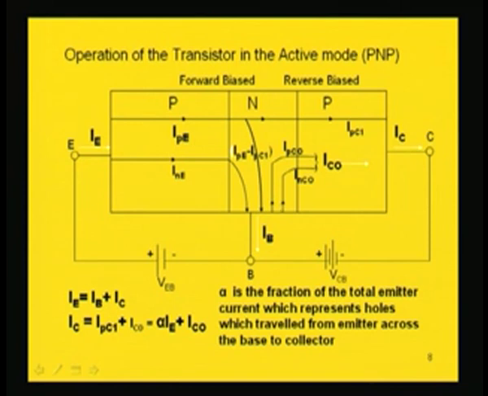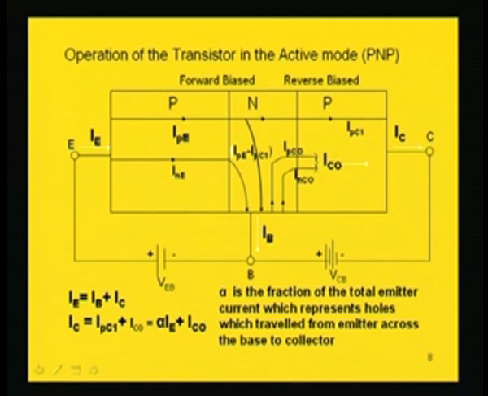The collector current IC is due to IPC1 and IC naught. IC naught is the drift current, or saturation current, or leakage current, due to minority carriers. These minority carrier currents are IPCO and INCO. IPCO means the holes which travel from the base to the collector region, because these holes are the minority carriers in the base. The other is the minority carriers, which are electrons in the collector, travelling from right to left, giving rise to INCO. These two components, IPCO and INCO, are summed up to give IC naught.